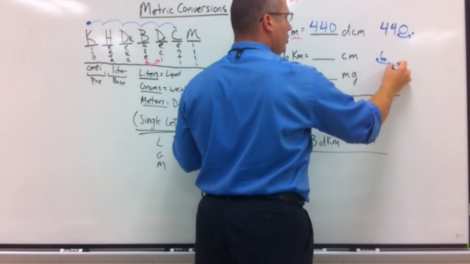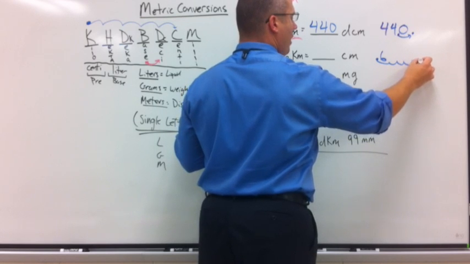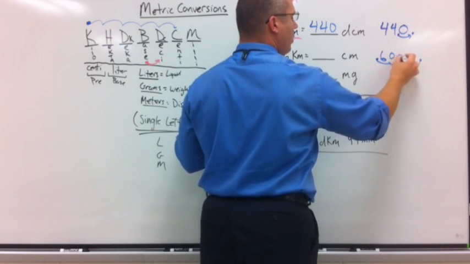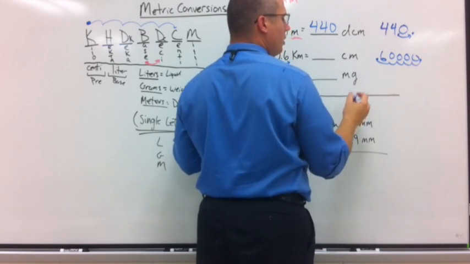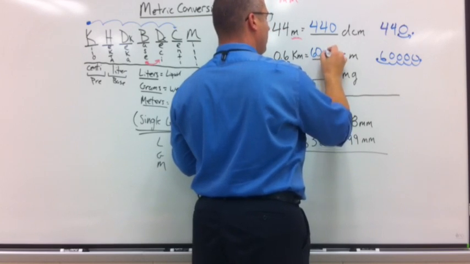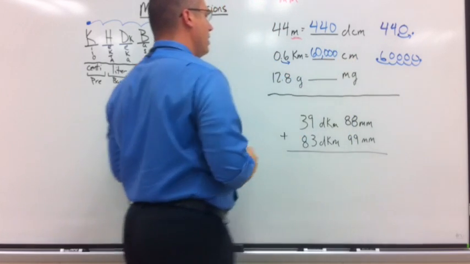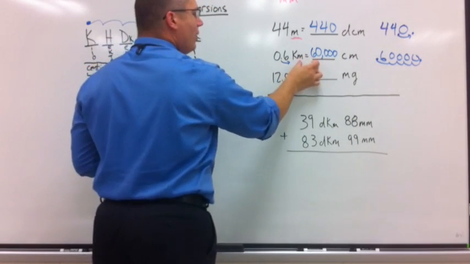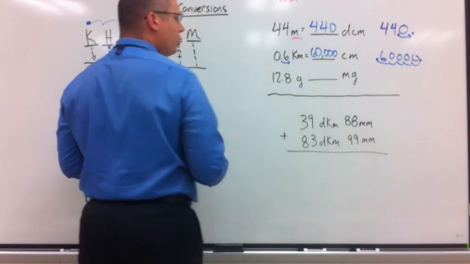0.6. 1, 2, 3, 4, 5. There's my new decimal, and the gaps go zeros. This becomes the number 60,000 centimeters. It's the same amount of distance, two different ways to label it.